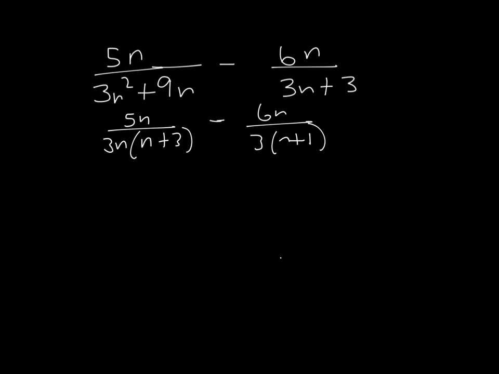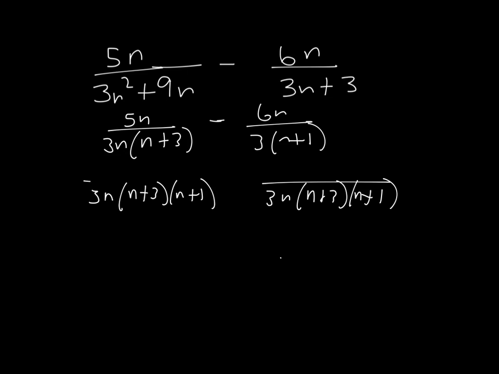Our common denominator is going to be 3n, n plus 3, n plus 1. That is the common denominator. I'm going to write it twice. And then we need to figure out what the numerators are.